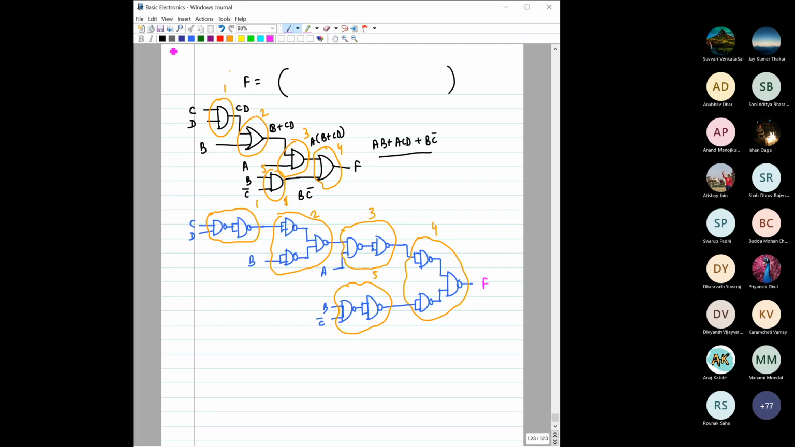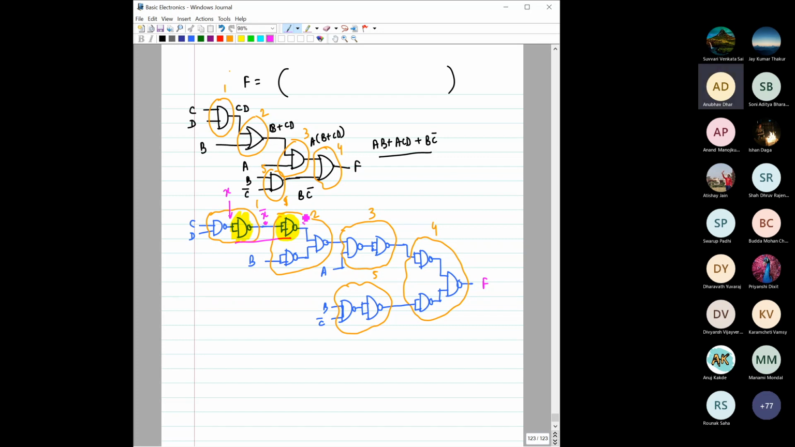Now, here is one interesting thing. What is this gate? It is obviously a NAND gate. What is this operation? It is a NOT operation. Suppose here the input is X. Then what will be the output here? X bar.